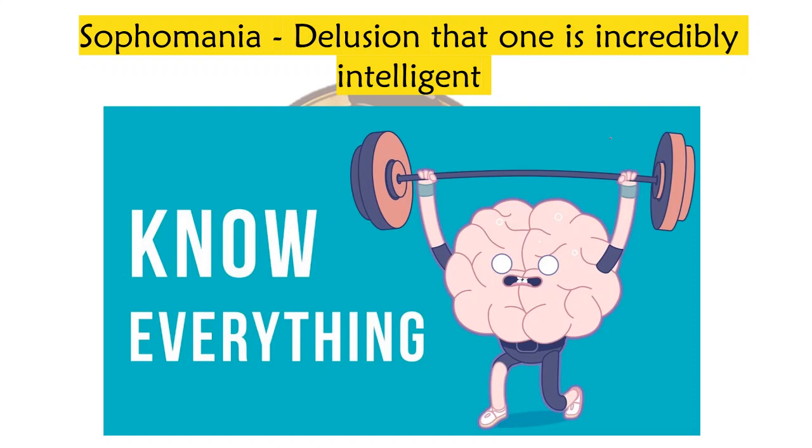Sophomania. Sophomania is a delusion that one is incredibly intelligent. If I have an illusion that I am all knowledgeable, that I don't need to learn anything from anyone, and this turns into a mania, I'll be called a sophomaniac, right? A delusion whereby one thinks that he is incredibly intelligent.